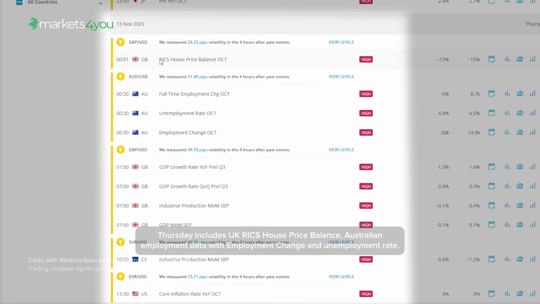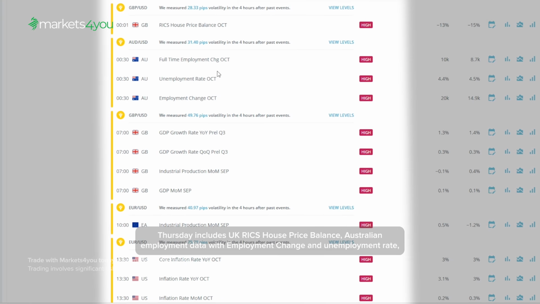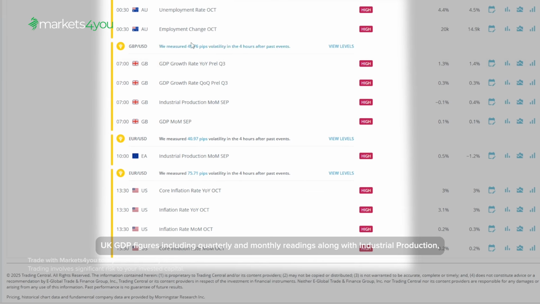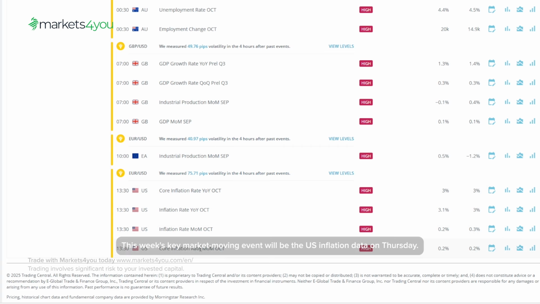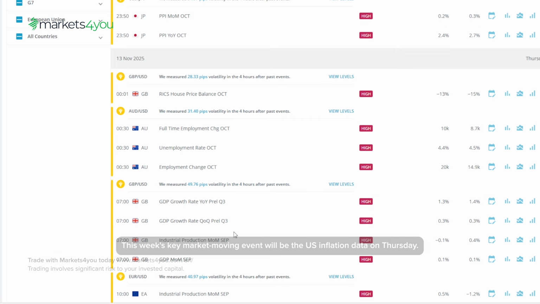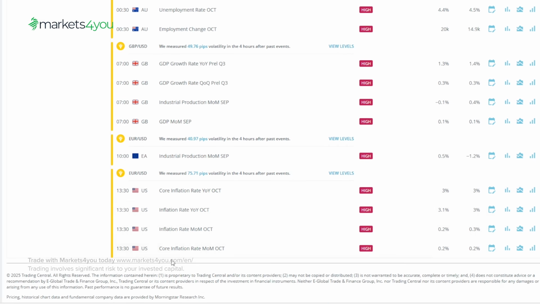Thursday includes UK RICS house price balance, Australian employment data with employment change and unemployment rate, UK GDP figures including quarterly and monthly readings along with industrial production, Eurozone industrial production, and the crucial US inflation data including both headline and core inflation rates. This week's key market-moving event will be the US inflation data on Thursday.